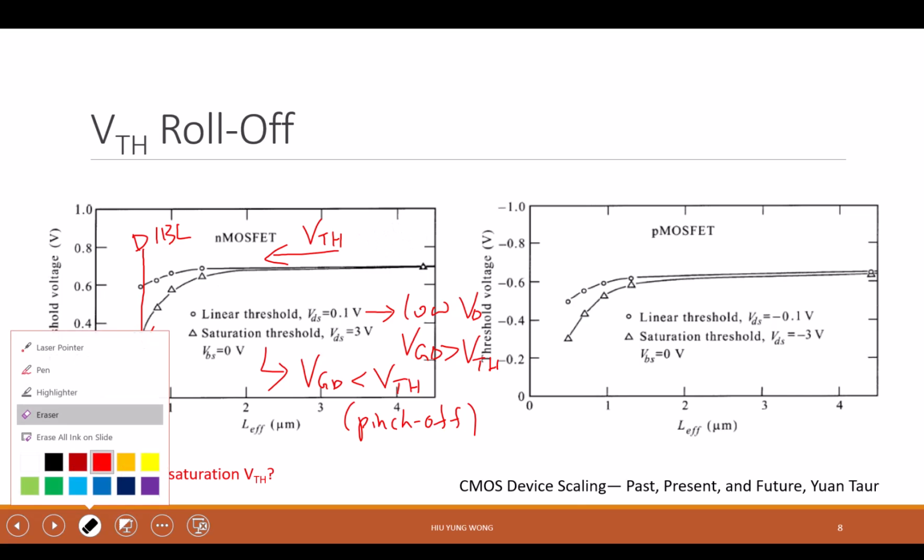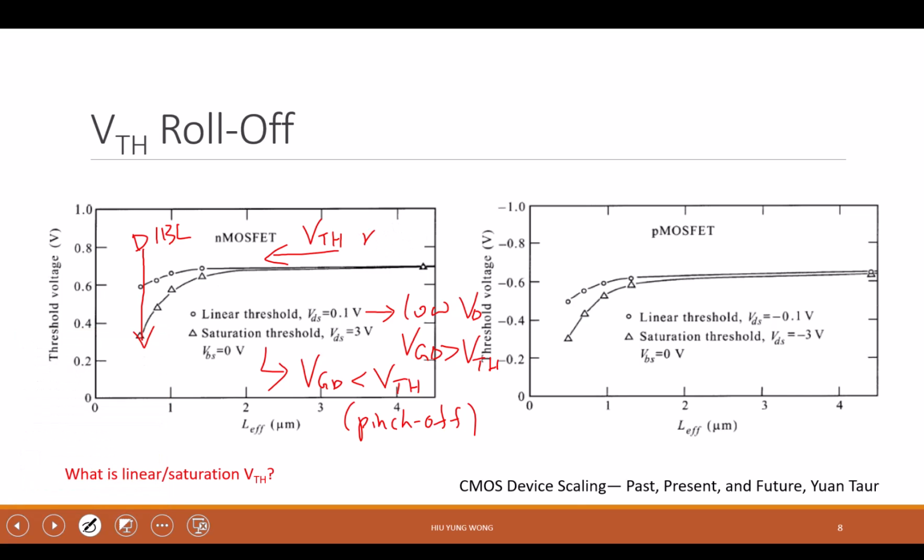It really doesn't matter whether we call it correctly or whether we use the right name. But I hope you can understand there are two processes. One is purely due to the shorter LG. One is related to the VD. Okay. Similarly for PMOS.